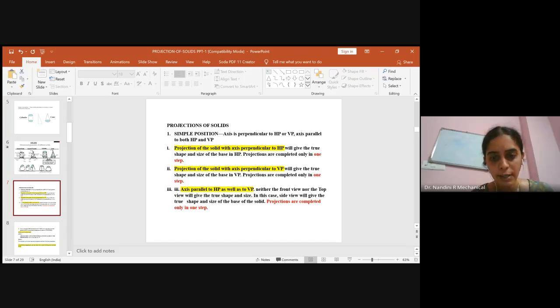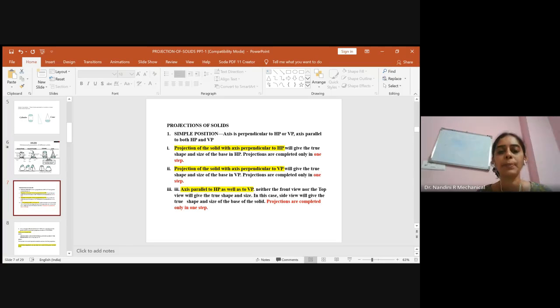And in the third position, if it is told the axis is parallel to HP as well as VP, in this condition, you won't get the true shape of the given solid object in the front view or the top view, but you will get the true shape only in the case of our side view.